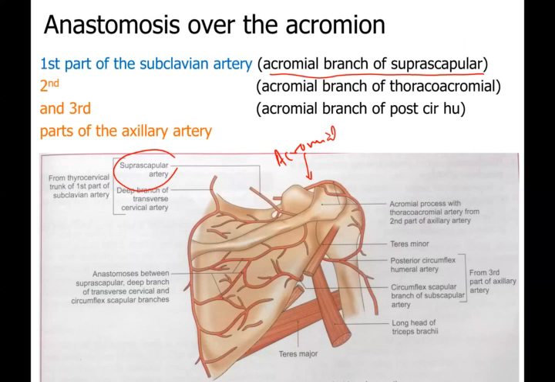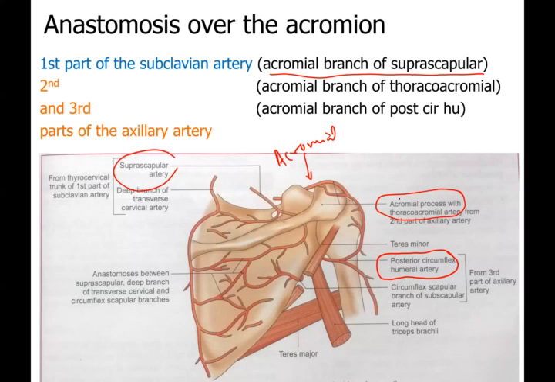Anastomosis around the acromion with the acromial branch of the posterior circumflex humeral artery, which is from the third part of the axillary artery again. Then acromial branches of the thoracoacromial trunk, that is from the second part of the axillary artery. So this is another extension. It's like an extension to the main scapular anastomosis.